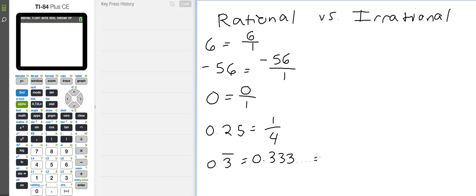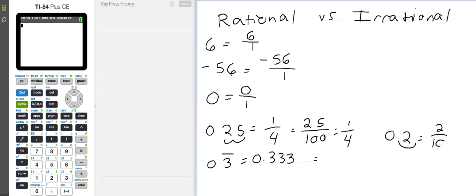Instead of putting it over 10, when you have a regular decimal like 0.25, you would put the 25 over 100, and then you could simplify it. This would become 1 over 4. If you have 2 decimal places, you put it over 100. If you have only 1 decimal place, let's say 0.2, you would move the decimal 1 place. It would become 2 over 10, which you could simplify to 1 over 5. So that's rational.